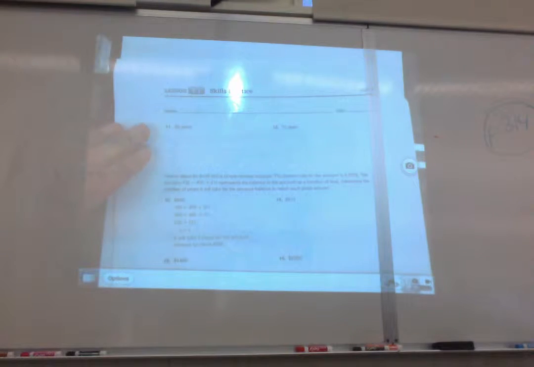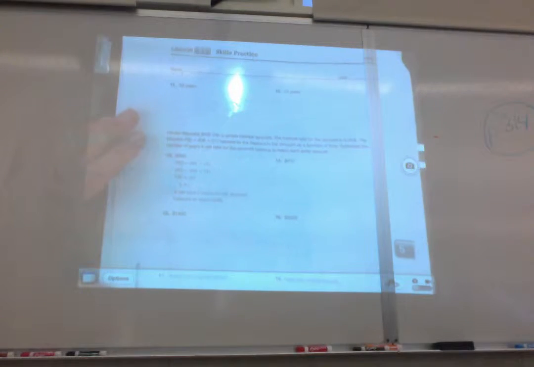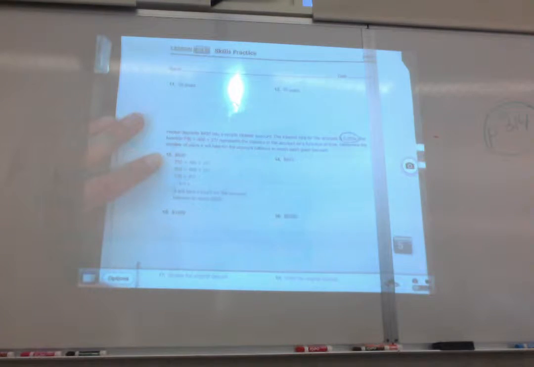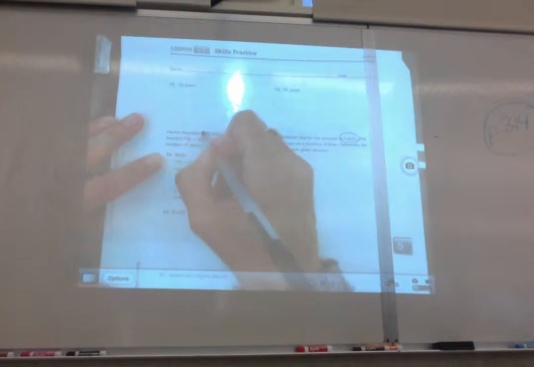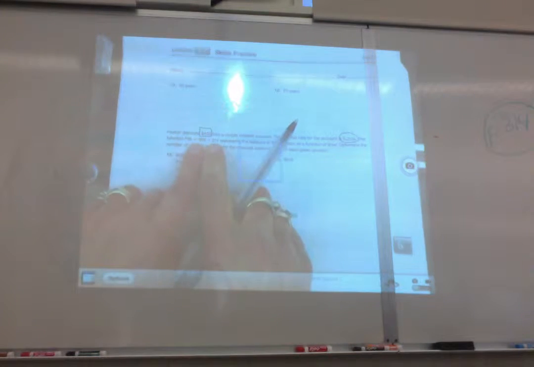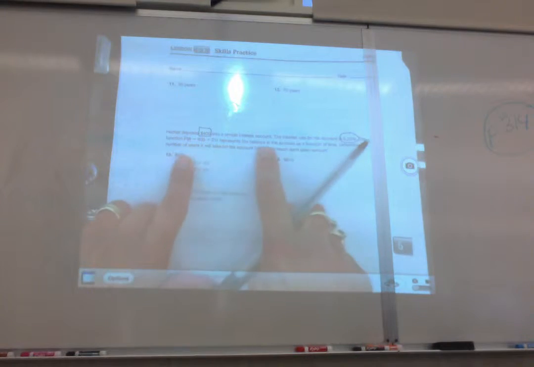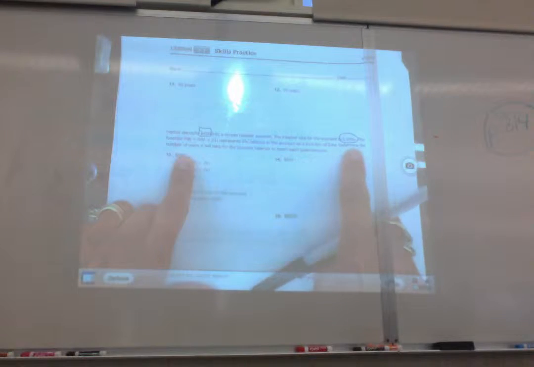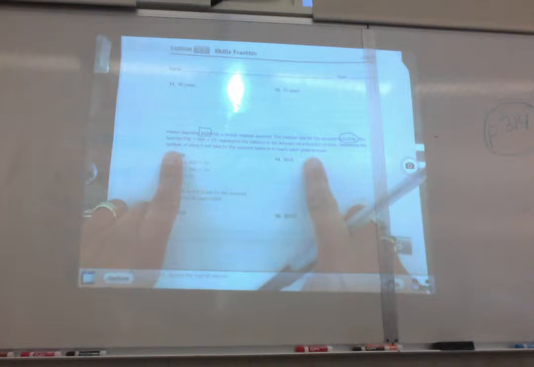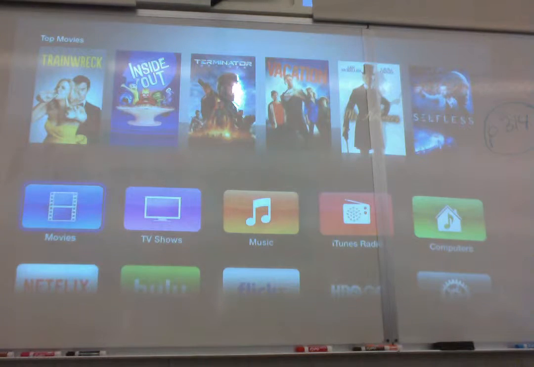Alright, Hector deposits into a simple interest account. The rate for the account is 5.25%. He's depositing 400. Here's the equation to represent the balance in the account. Determine the number of years it'll take for the account balance to reach each given amount.